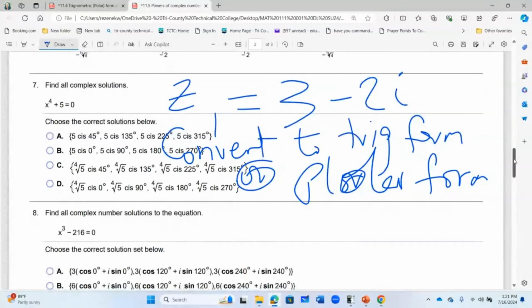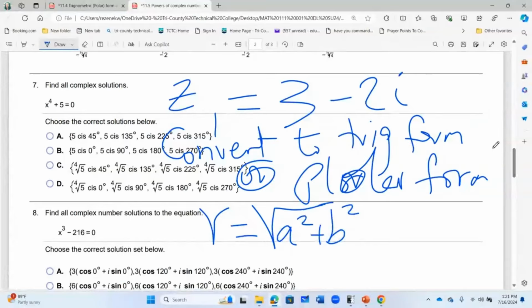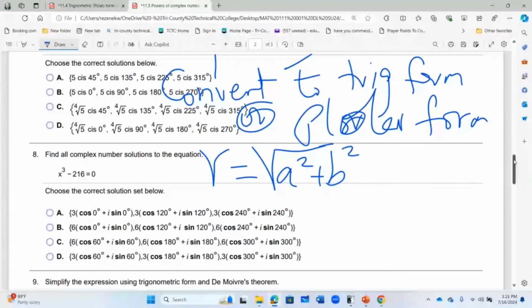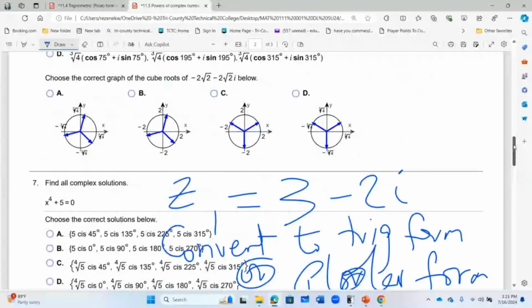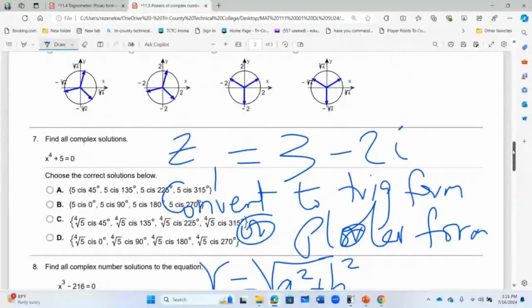We need to know the modulus: R is equal to the square root of the real part squared plus the imaginary part squared. So let's quickly do that. I'm going to find the square root of the real part and the imaginary part. I can make that a simpler one, so let me make this question a simpler one.